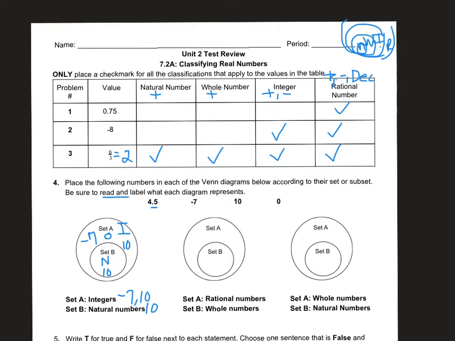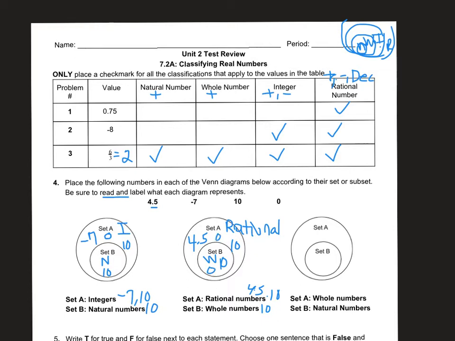Okay, next we're going to go label set A as rational numbers and set B as whole numbers. So our rational numbers are 4.5. That is a rational number because it's a decimal. Our whole numbers, well, -7 is not a whole number because whole numbers are only positive, but 10 would be a whole number and it would also be a rational value. Okay, so 10 is a whole number and it's rational. Remember your graphic organizer. 0 is also a whole number and it's also rational.